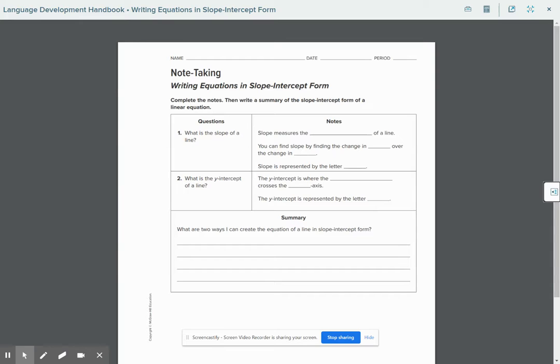What is the slope of the line? Well, you guys know the slope of the line is the rise over the run. So in your notes, slope measures the steepness of a line. You can find the slope by finding the change in y over the change in x.